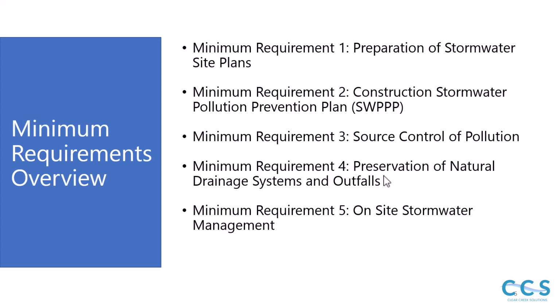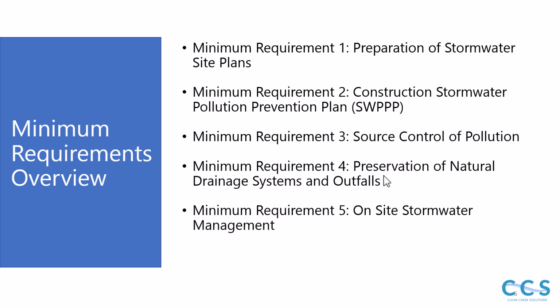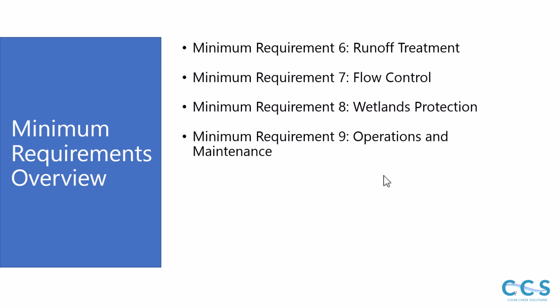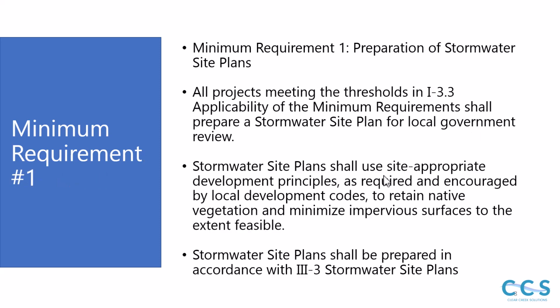So now let's talk about these minimum requirements. There are 9 of them. We'll start from the first one, preparation of stormwater plans. Then construction stormwater pollution prevention plan, a source control plan, preservation of natural drainage systems and outfalls, on-site stormwater management, runoff treatment, flow control, wetlands protection, and then operations and maintenance. When it comes to stormwater modeling, 6, 7, and 8 are really the key ones when it comes to using the WWHM 2012, but the other ones are very important when it comes to creating your whole design, getting approved by the local jurisdiction, and aspects such as that.